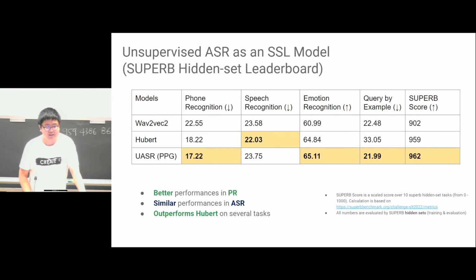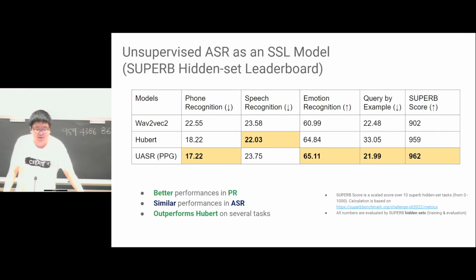But after that, we are testing on the SUPERB hidden set, which we are submitting to the SUPERB community to help us run the model. And in terms of that, we are getting better performance, no matter whether Wave2IQ 2 or Hilbert, on phoneme recognition and similar performance in ASR. But we also surprisingly found that we can even outperform Hilbert on several other tasks like emotion recognition and query by example.